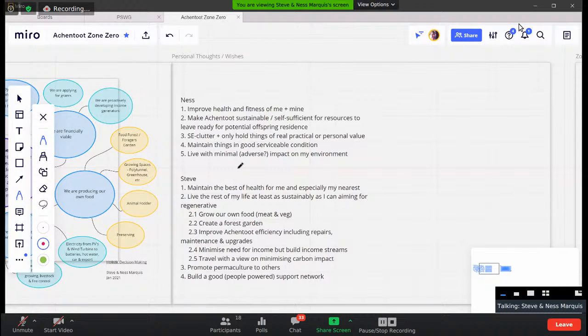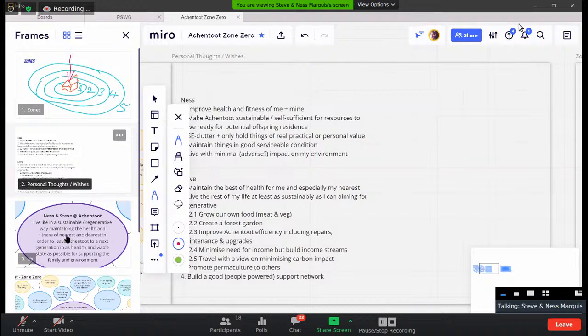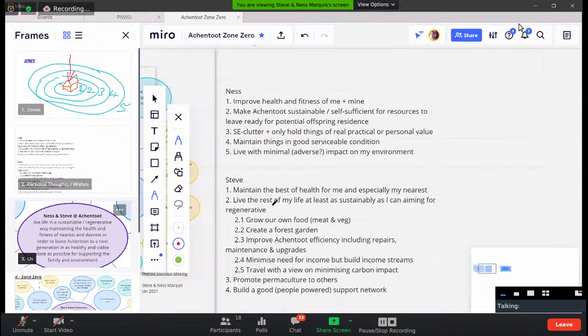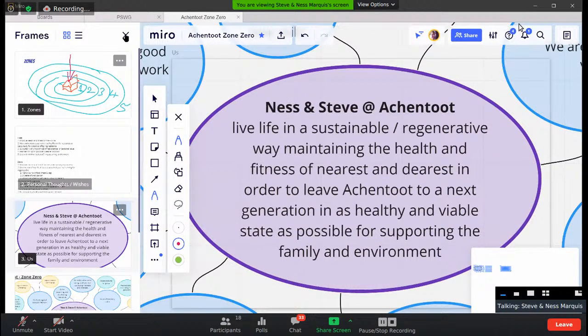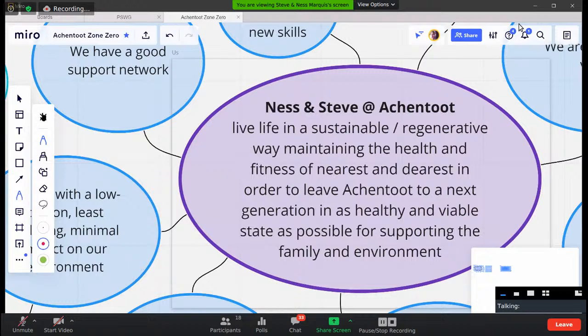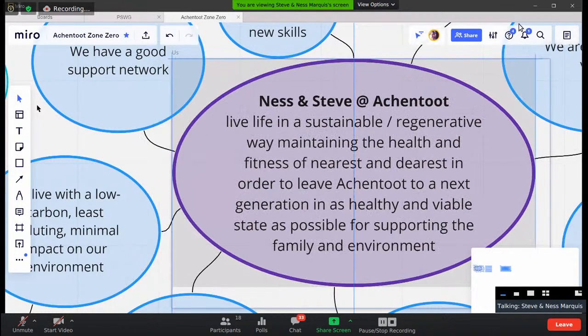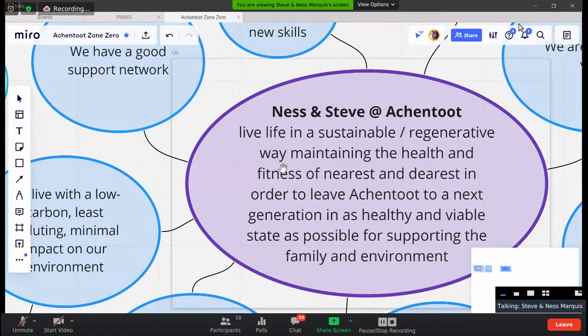So I pulled these things together, and here's my phone. And we came up with the statement. Oh, moving thing. Wrong button.